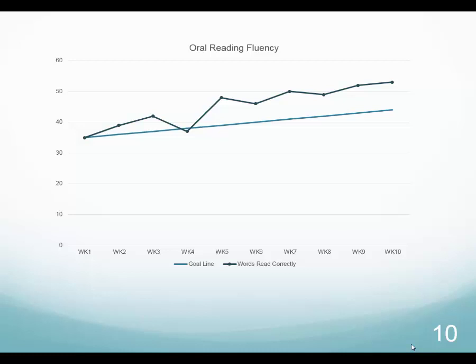This graph shows progress monitoring of a student's oral reading fluency growth. Since the majority of the data points are above the goal line, the student is considered to be making adequate growth.